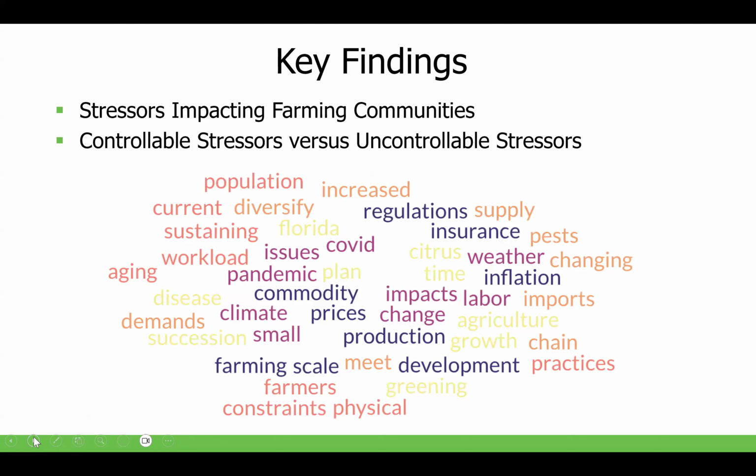So some of the key findings, specifically looking at those stressors impacting farmer communities. You'll see here a cloud of some of those stressors that they identified as impacting those farmer communities. I'm sure none of these come as a surprise. Obviously, the pandemic is there in the middle, COVID, workload, aging, climate, production, growth, chain, development practices, physical constraints, the weather, pests, supply, increased regulations, diversity, as well as population.